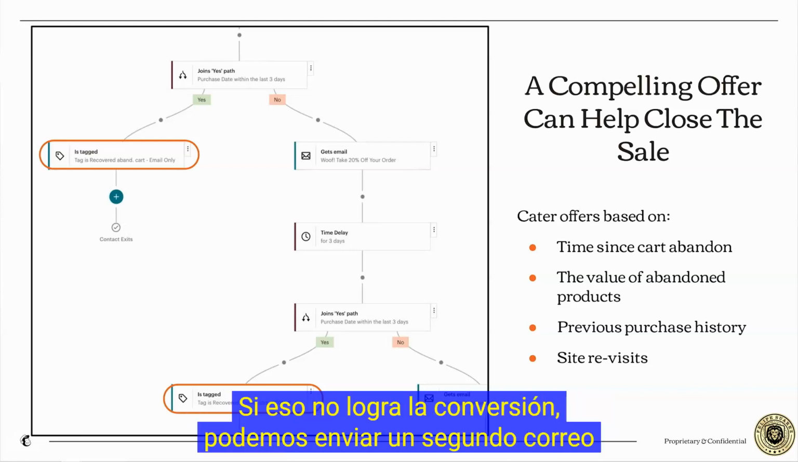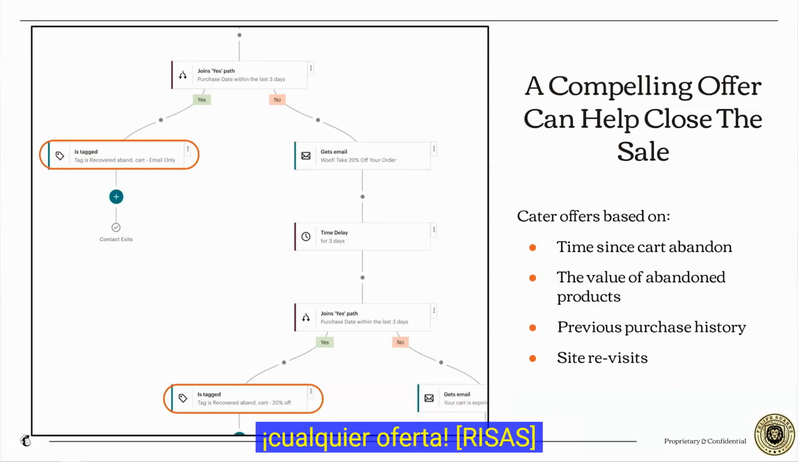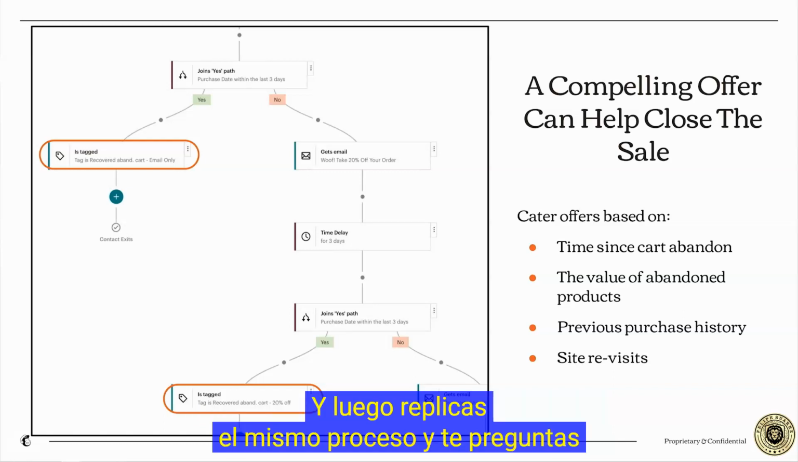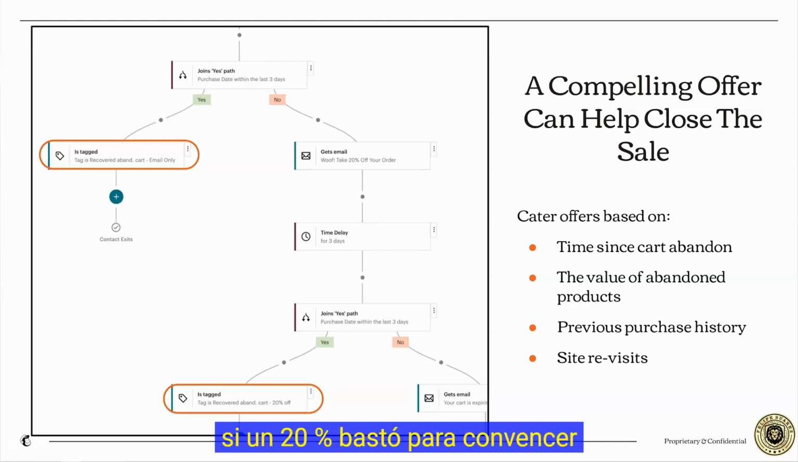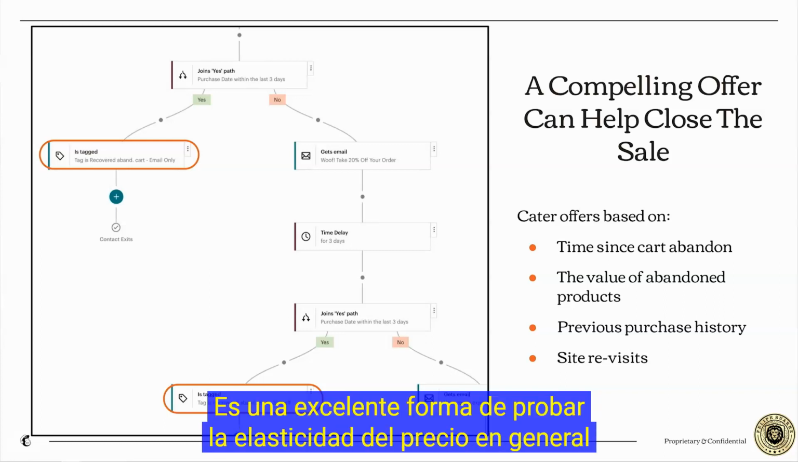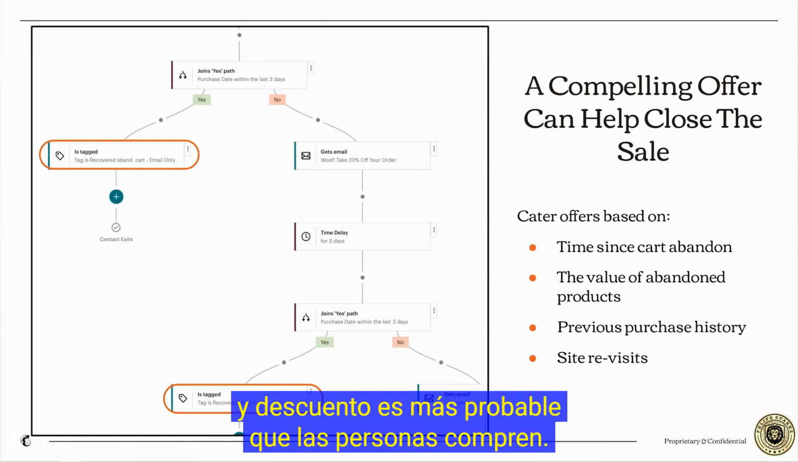That's good data. If that wasn't enough to convert them, then we can send out a second email. And that second email may have a slightly richer offer, or in this case, any offer. This one says 20% off if you come back now and finish your purchase, right? And then you replicate that same process and you say, was 20% off enough to convert this person? And if yes, we'll tag them and say, oh, they are a little bit more discount or price sensitive. This is a great way to test out price elasticity overall for your products and understand really at what price point and what discount people are more likely to buy.